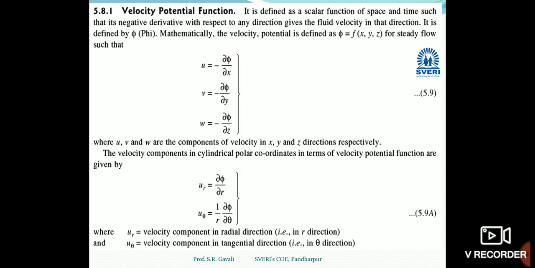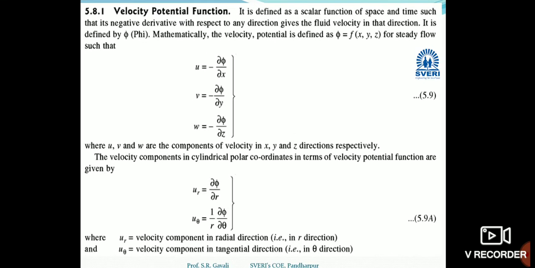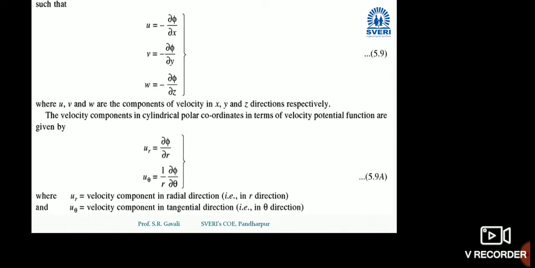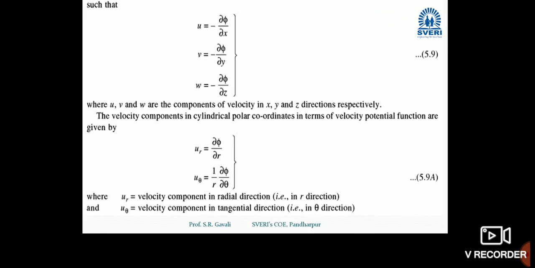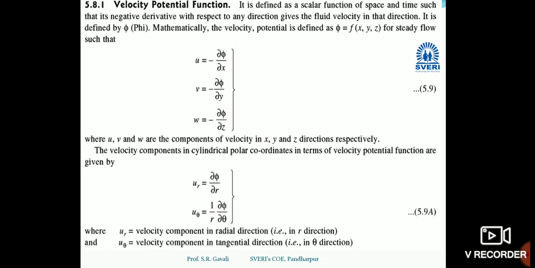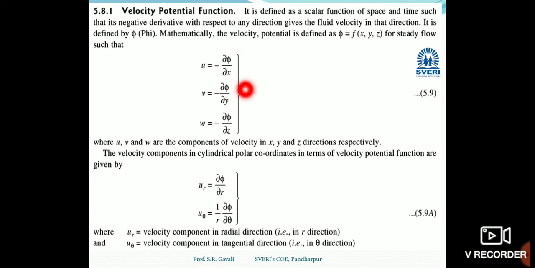It is denoted by the letter phi, and phi is a function of x, y, z, and t. Now, the negative partial derivative with respect to any direction gives the velocity component in that direction. We know that u is the velocity component in the x direction, v is in the y direction, and w is in the z direction. Therefore u is equal to minus dou phi by dou x, v is equal to minus dou phi by dou y, and w is equal to minus dou phi by dou z.